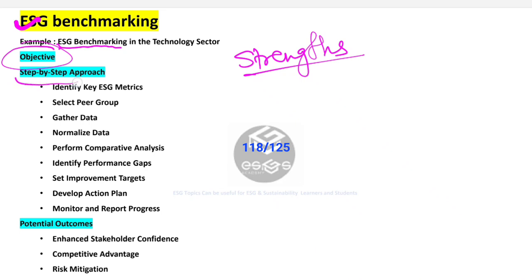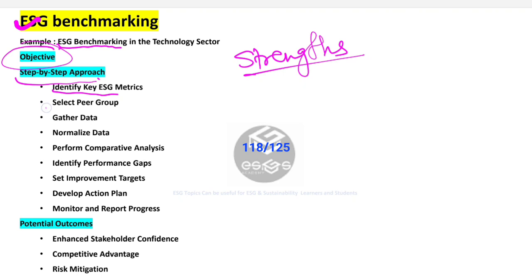Then what is the step by step approach? We will see one by one what are the steps involved in ESG benchmarking. First of all, identify the key ESG metrics. So select relevant ESG criteria based on industry standards, for example GRI, SASB, and also based on the stakeholders' expectations. So metrics could include environmental, social, governance related materiality topics, or the different dimensions related issues.